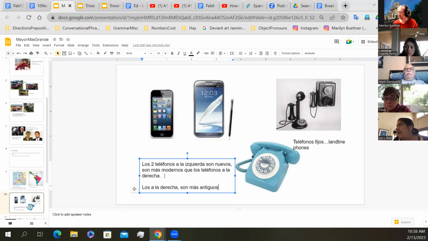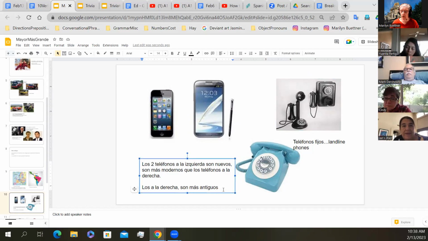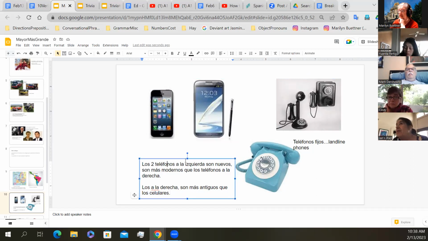Son más antiguos. Aquí, los celulares. Can I try that? Son más antiguos que los celulares, than the cell phones. So I'm trying. Los celulares son menos grandes que los teléfonos fijos. Ah, son menos grandes. They're not as big. Eso sí, exacto. Son menos grandes. Eso me gusta. Sí, exacto.